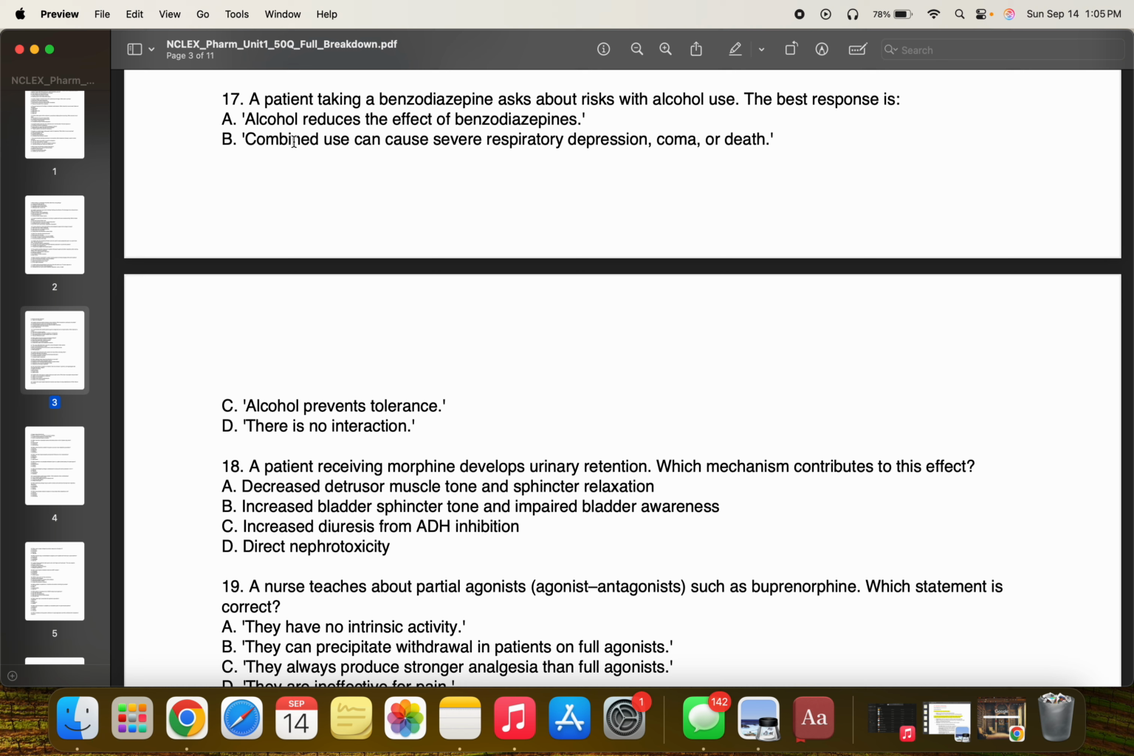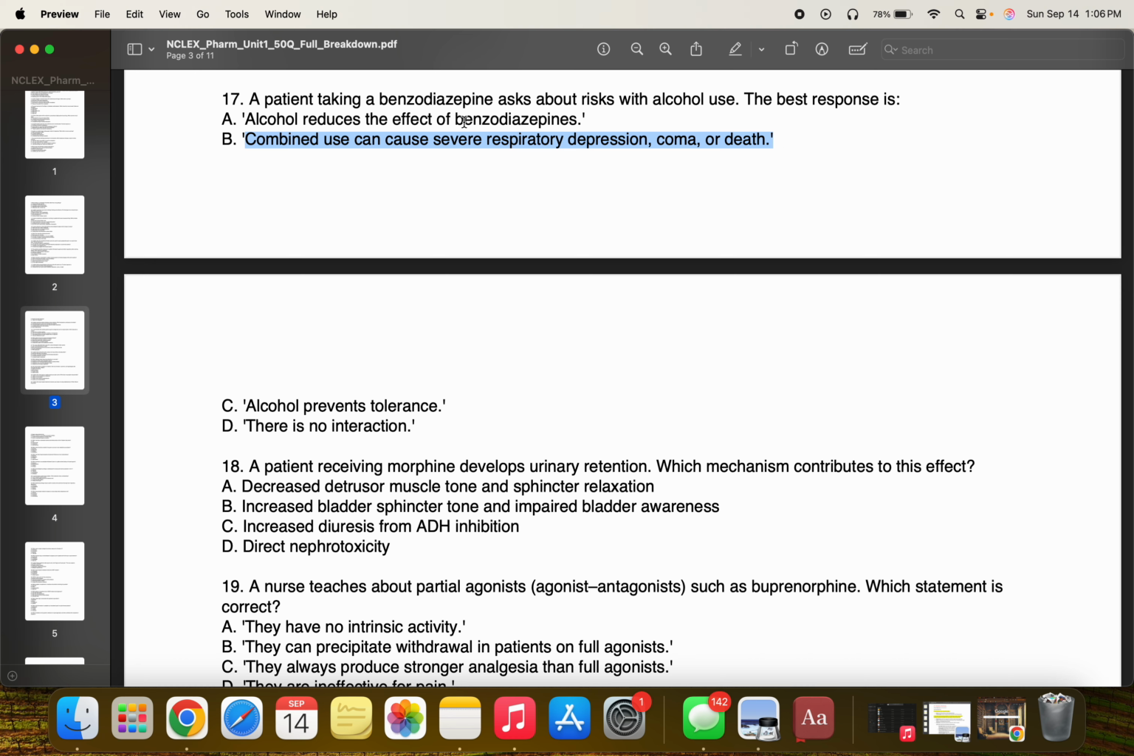A patient is taking a benzodiazepine, asked about risks with alcohol use. The best response is A, alcohol reduces the effect of benzodiazepines. Combined use can cause severe respiratory depression, coma, or death. Alcohol prevents tolerance. There is no interaction. Okay, guess what the answer is? It's combined use can cause severe respiratory depression, coma, or death.